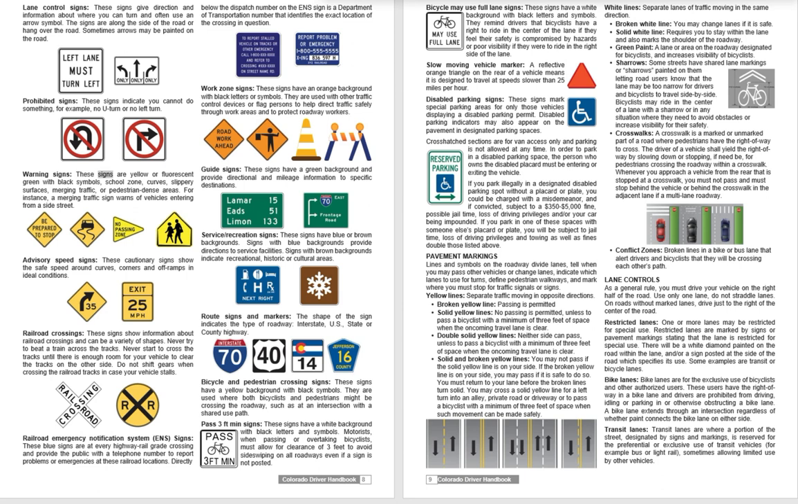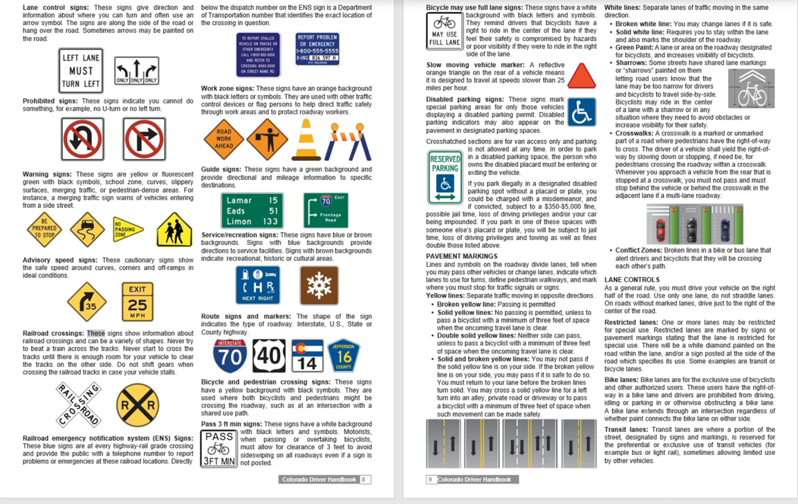Warning signs. These signs are yellow or fluorescent green with black symbols: school zone, curves, slippery surfaces, merging traffic, or pedestrian dense areas. For instance, a merging traffic sign warns of vehicles entering from a side street. Advisory speed signs. These cautionary signs show the safe speed around curves, corners, and off-ramps in ideal conditions.